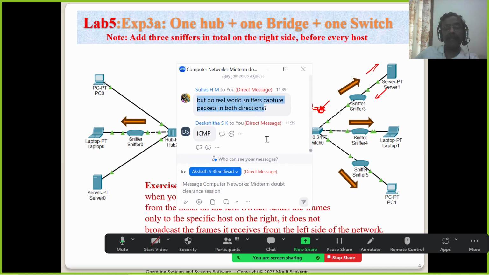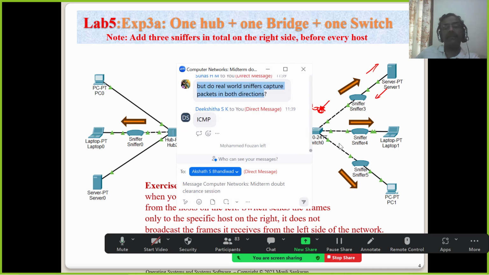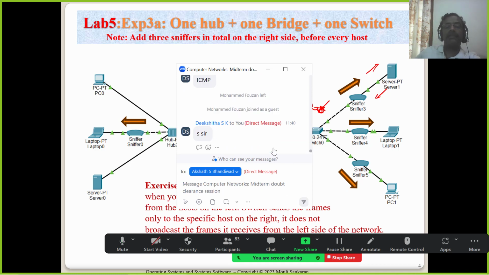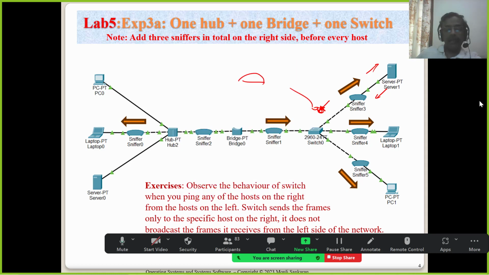Yes, ICMP. What is ICMP? I don't know what you are writing by ICMP. You are asking me to explain ICMP, or what is it, Dikshita? You want me to explain about ICMP? Okay, let me come back to it.